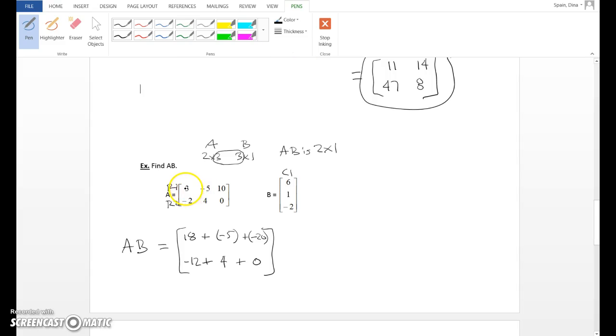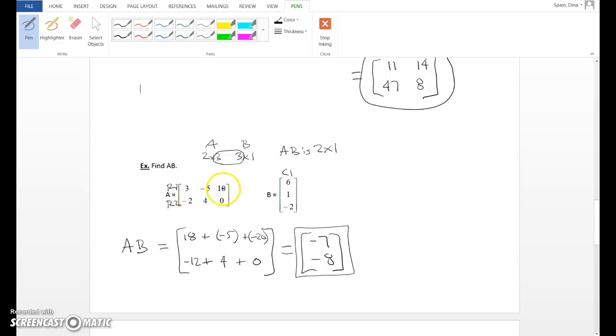Alright, we did row 1 dotted with column 1. It's right here. Then we did row 2 dotted with column 1. So, if we add all those up, if you take 18 plus a negative 5 plus a negative 20, all that comes out to be negative 7. Then if you take negative 12 plus 4, you get negative 8 plus 0 is a negative 8. Alright, so that is the matrix AB. AB is 2 by 1, and that's what we thought it would be.